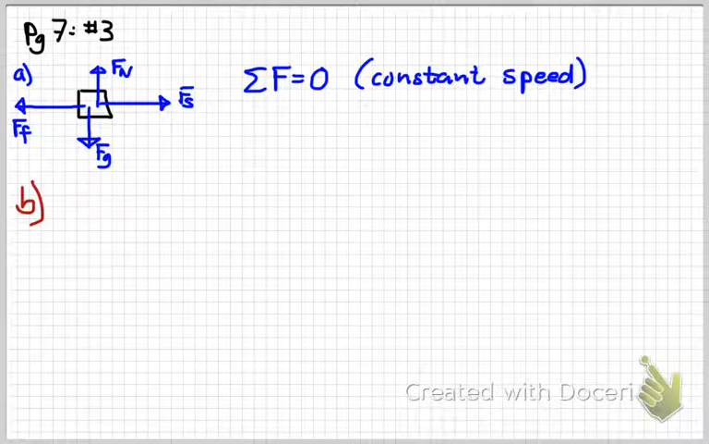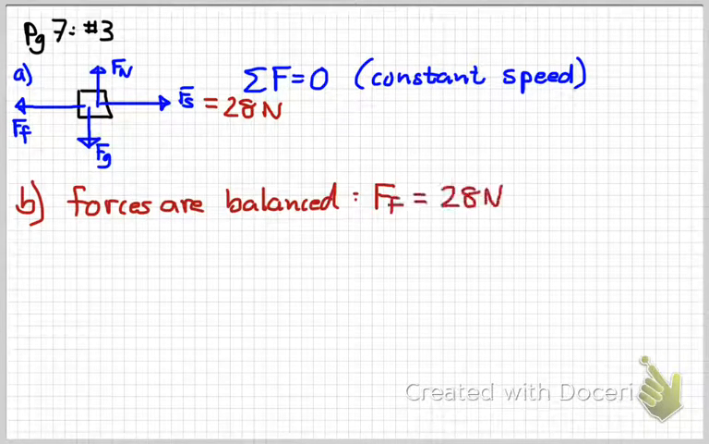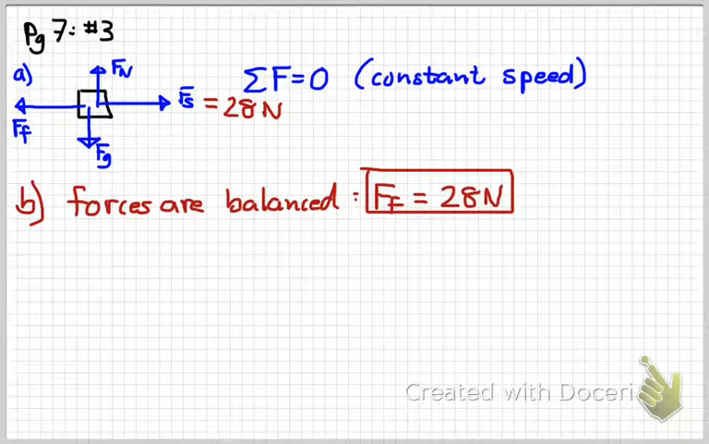Part B says figure out the force of friction on the block. Well, since we know how big the force going forward is, 28 newtons, and I know that the forces are balanced, then I know that the force of friction has to be 28 newtons as well. So since the net force is 0, those forces are balanced, so the rights and the lefts have to be equal to each other.